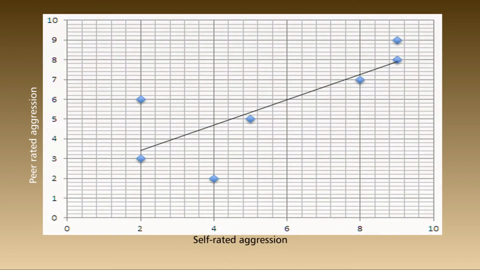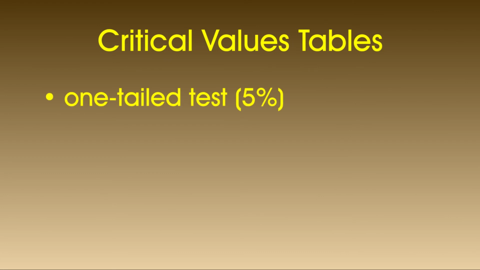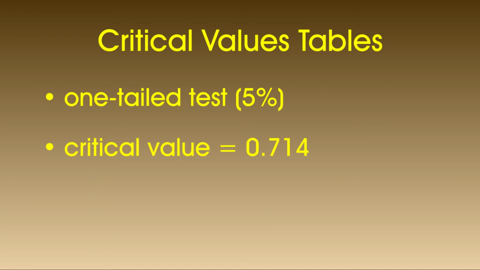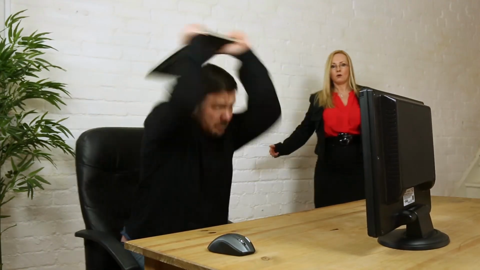By just applying the eyeball test to this, you can see that this means we've got a positive correlation between self-rating of aggression and peer-rated scores of aggression. We now need to look at the critical value tables for a one-tailed test at 5%. The critical value is 0.714. Therefore, our result is statistically significant. There is a positive correlation between self-rated aggression and peer-rated aggression, so we can reject the null hypothesis.